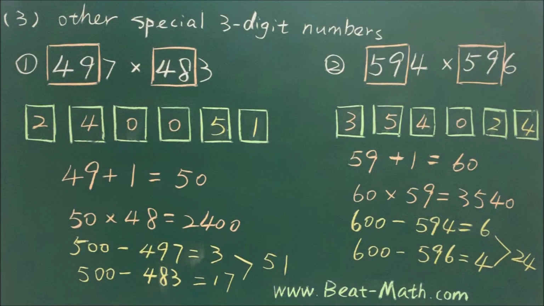For these two examples, we use the same method. But why? Is there anything in common? Yes. In both examples, the sum of the last digit of the two numbers is 10. That means in problems such as 491 times 489 or 488 times 492, etc., we can solve the problem using this method.